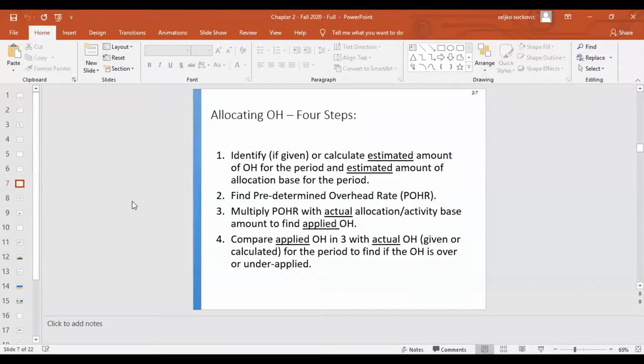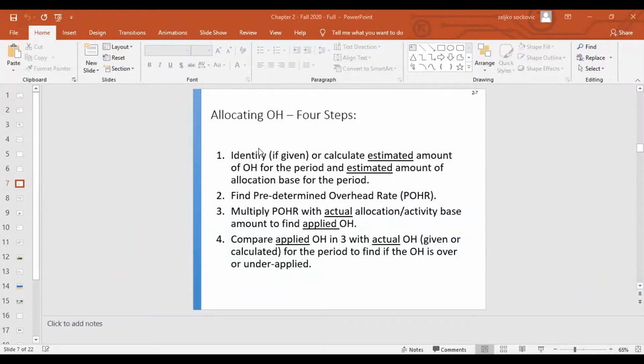You are done at that point. Once you find the rate, you are done with estimated overhead. You don't care about estimated overhead anymore. Again, why this is important is because then you have different numbers. Again, this is actual allocation base, estimate allocation base numbers, whatever. If you go back to the same allocation base estimate, you will get the same number, and then you compare it, let's say, to applied, you get the wrong answer, right?